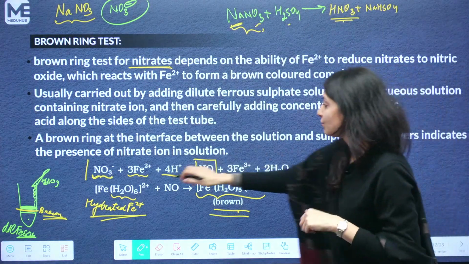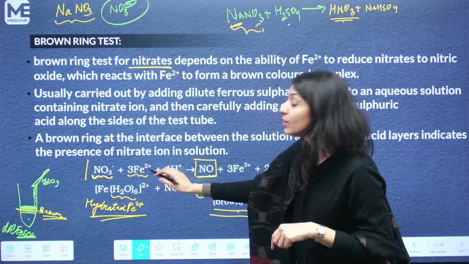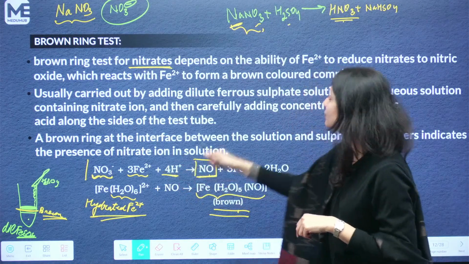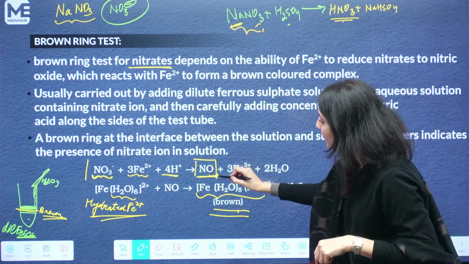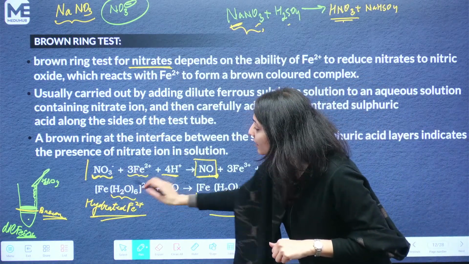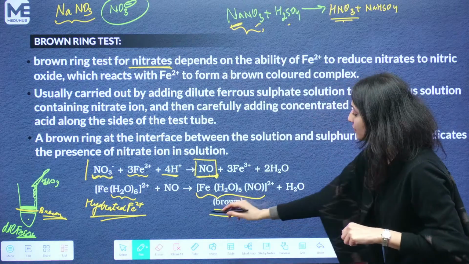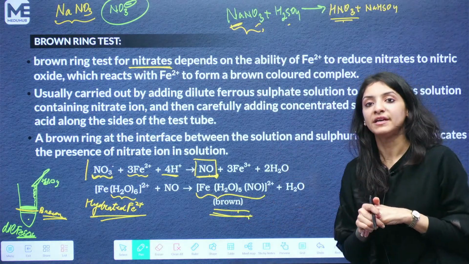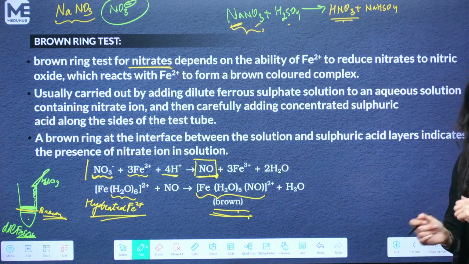उसके बाद HNO3 reacts with FeSO4 and in the presence of an acidic medium which is H2SO4 to give us NO. जब NO फॉर्म हो जाता है, NO reacts with the hydrated Fe2 plus ions to give us the brown ring, and this is the brown ring test. So this concludes nitric acid.